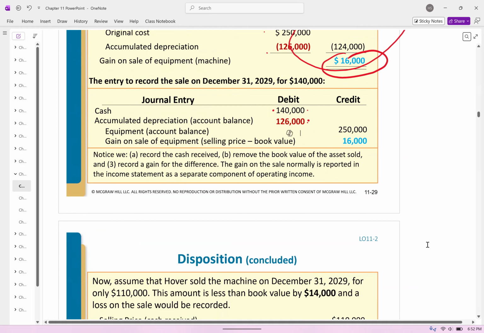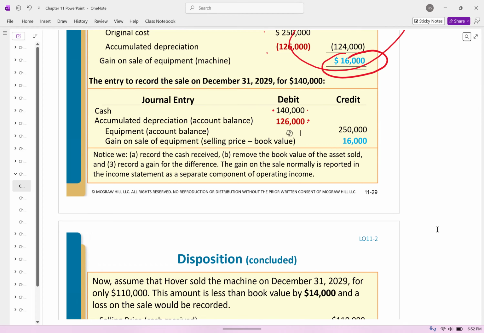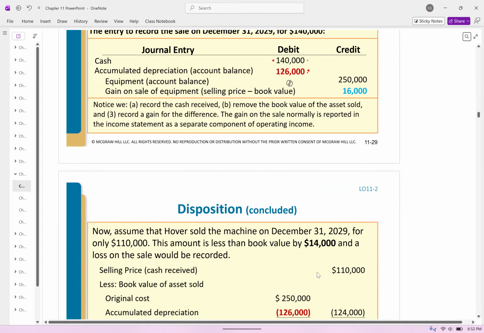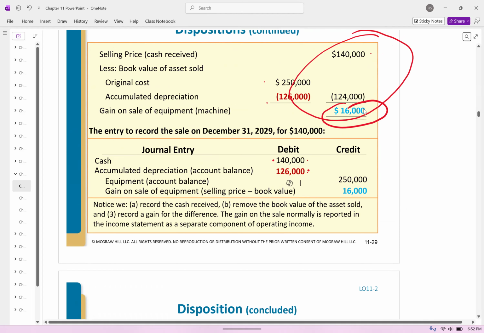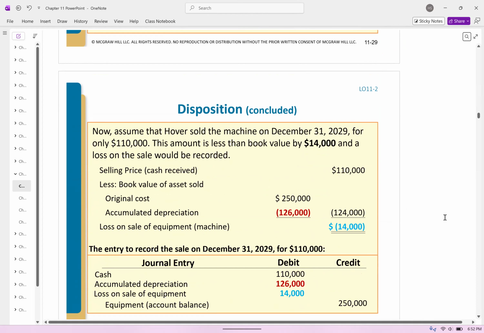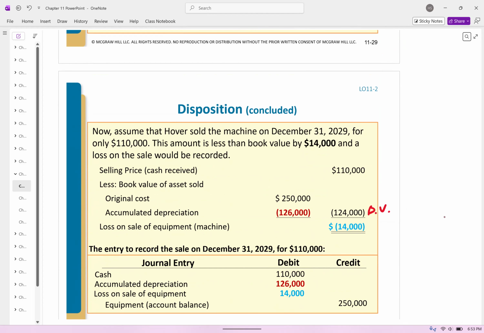Okay. So now they say, what if now we're going to assume Hover sold the machine for 110,000. This amount is $14,000 less than the book value. Okay. So here we're getting 110,000. That's a big difference between 140 and 110. Notice my book value right here did not change. Okay. I do have a loss because I have a negative number now. I put the proceeds minus the book value. You always want to go that direction.